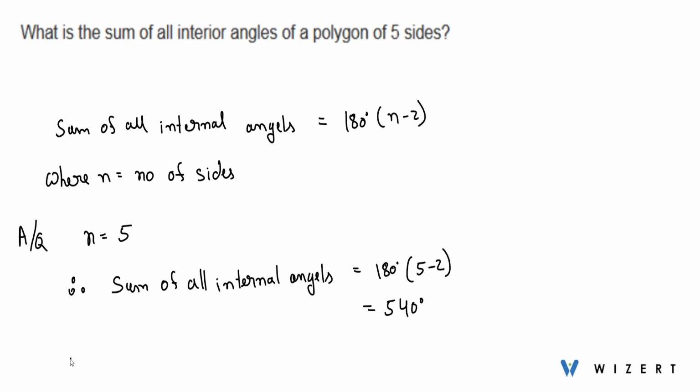Therefore, the sum of all internal angles of a polygon having 5 sides will be equal to 540 degrees. So this will be our final required answer.